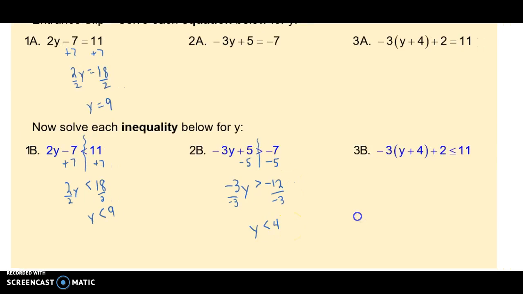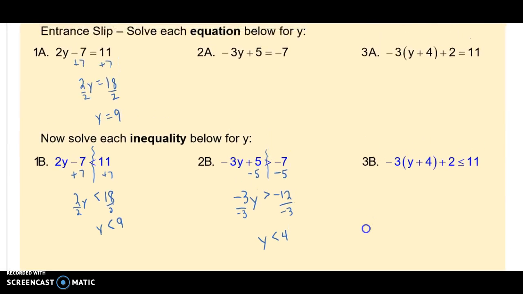All right. And 3b, we could, if we wanted to, distribute, but it makes things a lot more challenging to do so, in my opinion. Although that's not an incredibly terrible one. Instead, we probably want to go through the process of reversing operations. So first take away 2 from both sides.